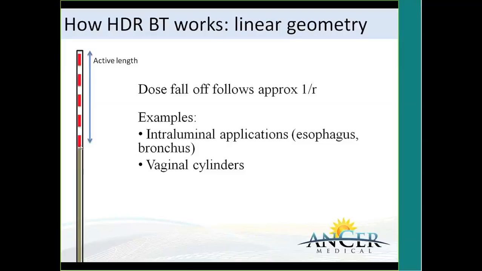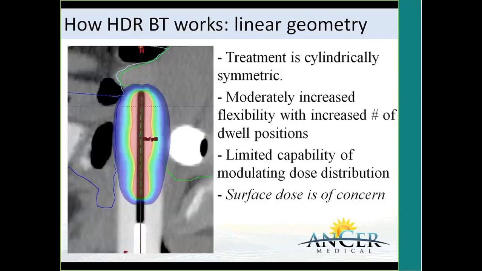So just to show you, here is a CT plan of a vaginal cylinder, and you see the dose superposition creates an elongated dose distribution. And you can change it and you can play some games. You can make the dose a little higher at the top, a little lower at the bottom. But remember, you only have a single line of source. So your treatment is cylindrically symmetric.